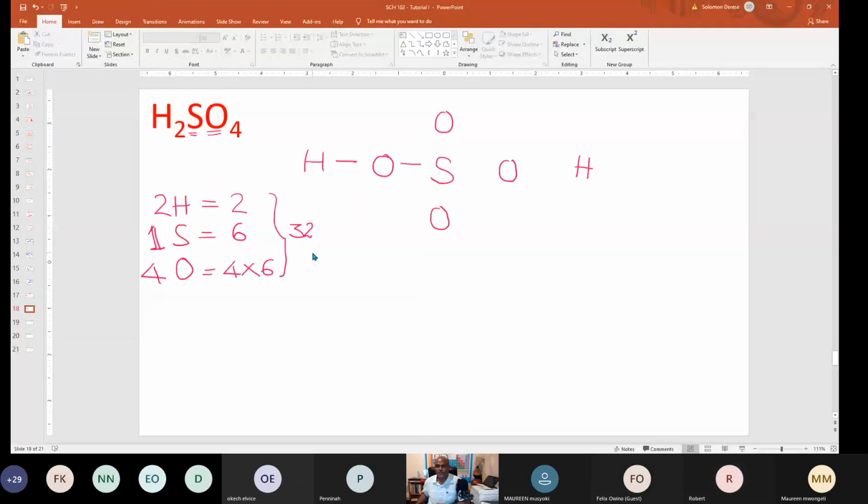Okay, I've reshared it. I hope you can see it this time. So we're looking at drawing the Lewis structure for sulfuric acid. It will demonstrate some of the most important points we're looking at.